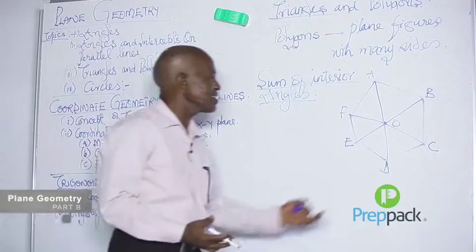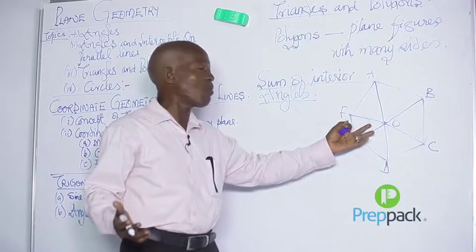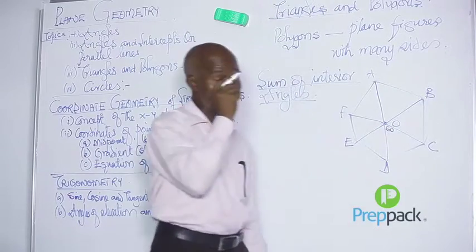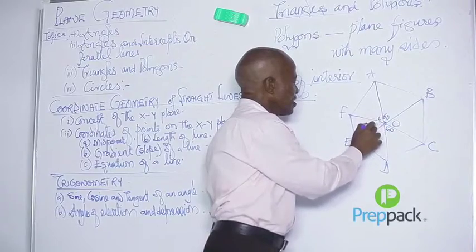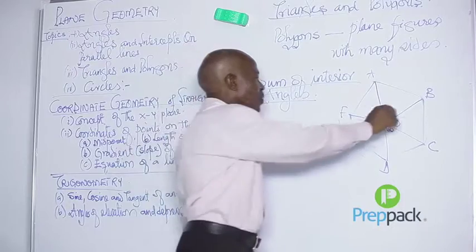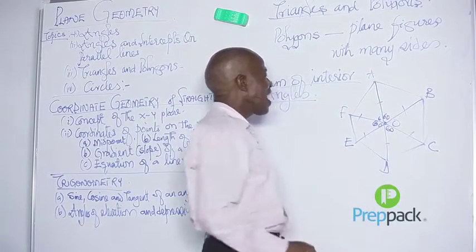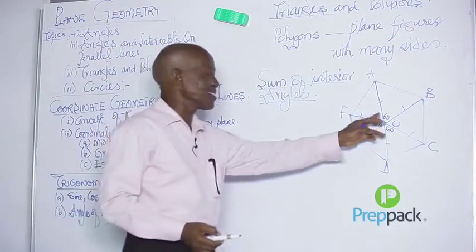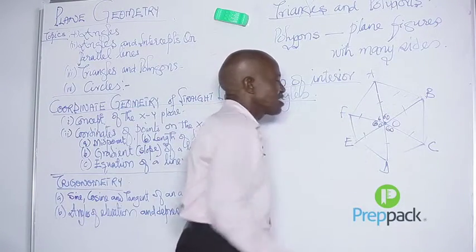If that is the case, the angle at a point here, we said it is 360. And 360 divided into six equal parts, this will be what? It's going to be 60. And so each of these is going to be 60, 60, 60, 60, 60. If it is so, these are equal.